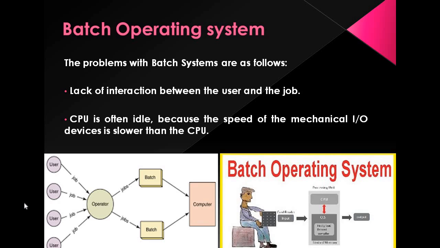In the second diagram you can see that the operator is feeding the data to the computer system with card readers, and the computer system will execute these programs and give the output on line printers. In this case, the input device, that is the card reader, and the output device, that is the printer, the speed of these two mechanical devices is very slow. So till the operator feeds the card reader, the CPU is idle. Till we get the output onto the printer, again the CPU is idle. So there are these two problems with the batch operating systems.